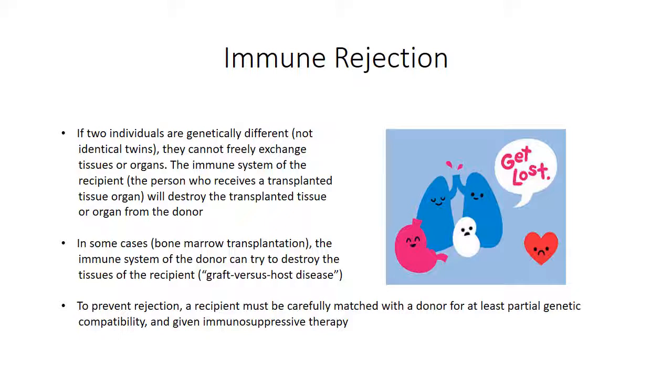For mothers and children, there is a chance that the child will reject the mother's tissue, or the mother will reject the child's tissue because they're not genetically identical. But this chance is lower than if we just take a donor from the street and transplant something from this random donor to the recipient.